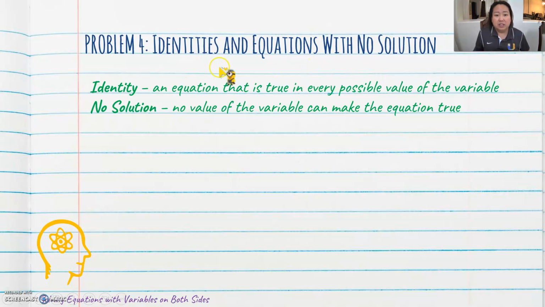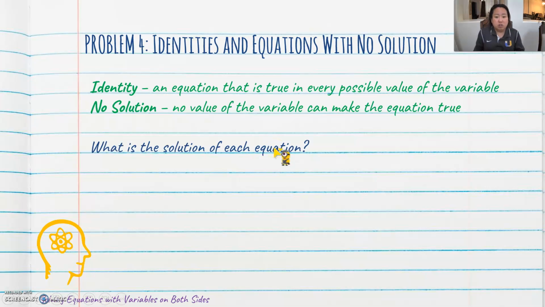Sometimes you might get identities, or sometimes no solution at all. So how do you know if you have an identity or a no solution? You will have an identity if the equation is true in every possible way. Any value that you replace for the variable will make both sides of the equation true all the time. No solution, on the other hand, means no value of the variable can make the equation true. So no matter what you do, your variable cannot be replaced by a specific value.